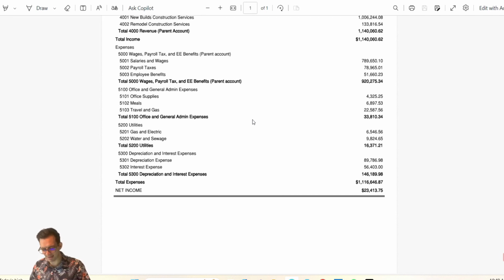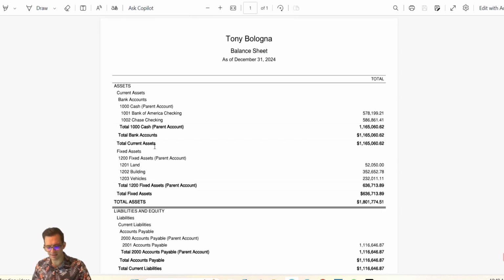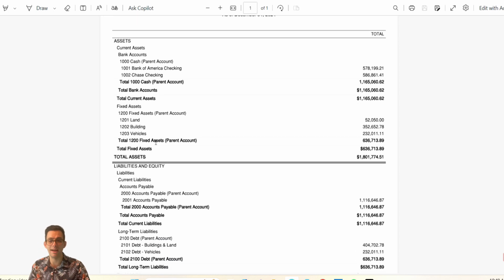All right, so next let's take a look at his balance sheet. His balance sheet is going to show, okay, December 31st, we're making sure to start at the top. Balance sheet, December 31st, this is a specific day in time. He's got 1.1 million in cash. Great, okay, he has a lot of cash available. We see that he owns some land, some buildings, some vehicles. Those are all right here.